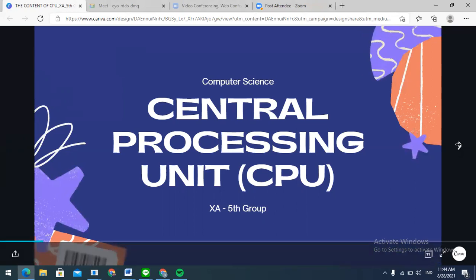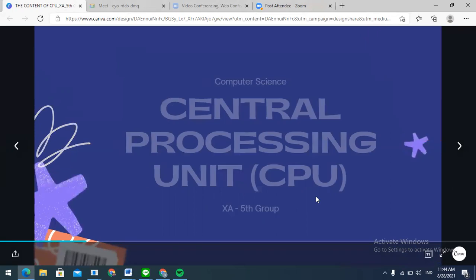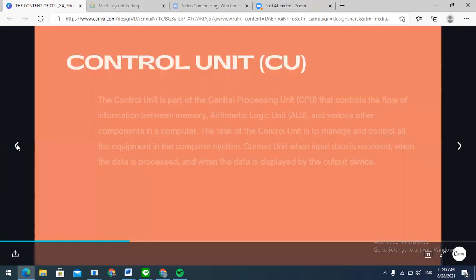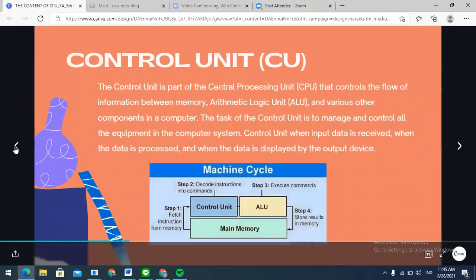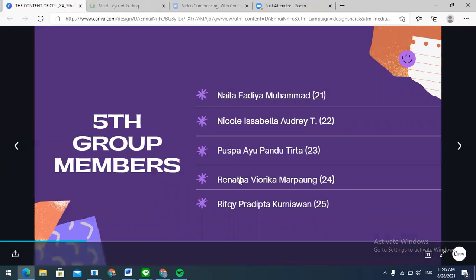The members of the group: the first is Naila Fadia Muhammad, and then Nicole Isabella Audrey Tejokusuma, and then Puspa Ayu Pandiktirta, and then Renatha Fiorika Marpaung, and the last, Rifqy Pradipta Kurniawan.